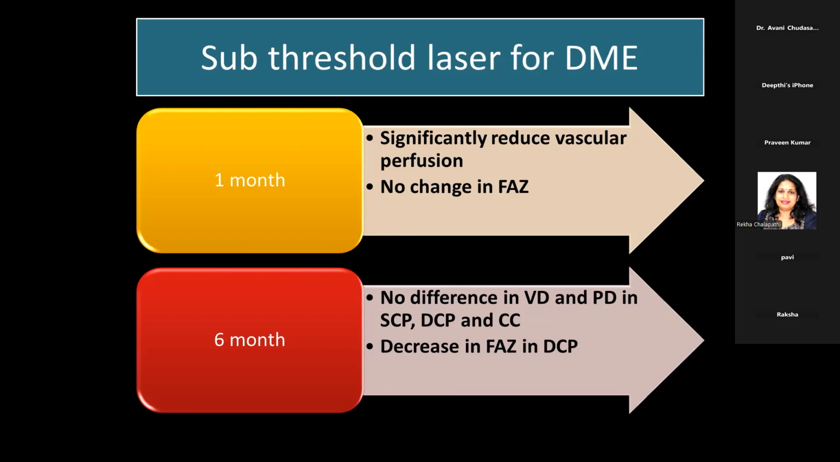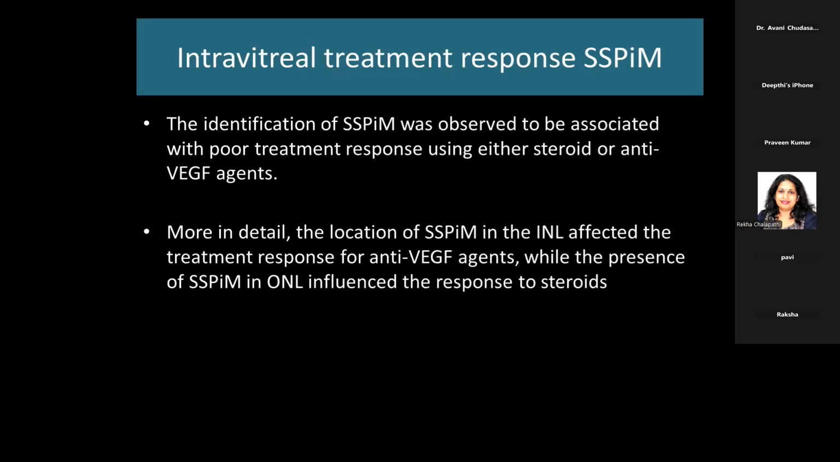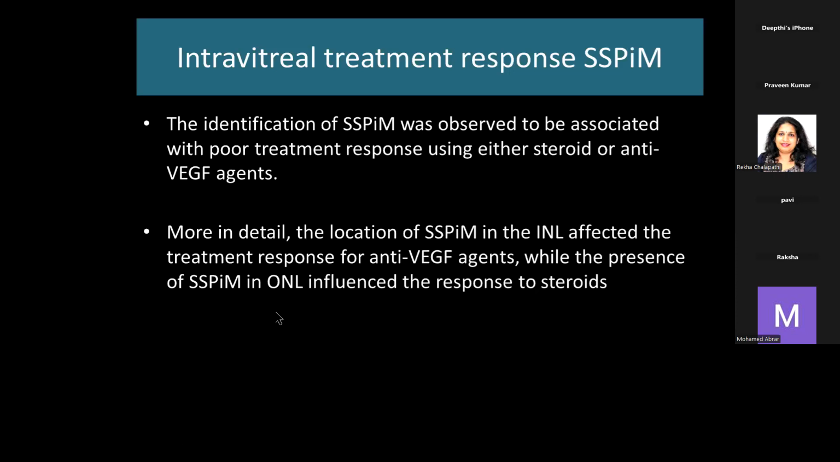I told you about the suspended scatter particles in motion. These are poor prognostic factors, but you need to look at which location or which depth these suspended scatter particle motions are present. If they are located in the inner nuclear layer, there won't be much change in the treatment response. But if you see them in the outer nuclear layer, probably these respond much better to steroids compared to anti-VEGF. So you need not stick to anti-VEGF, shift over to steroids.